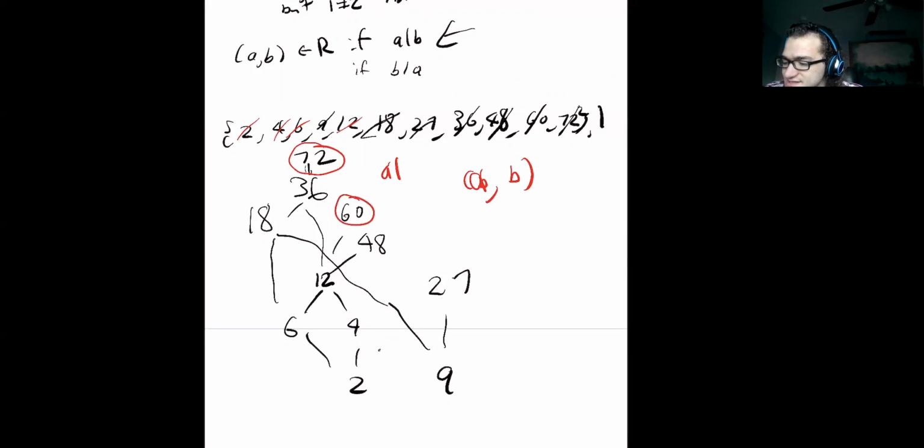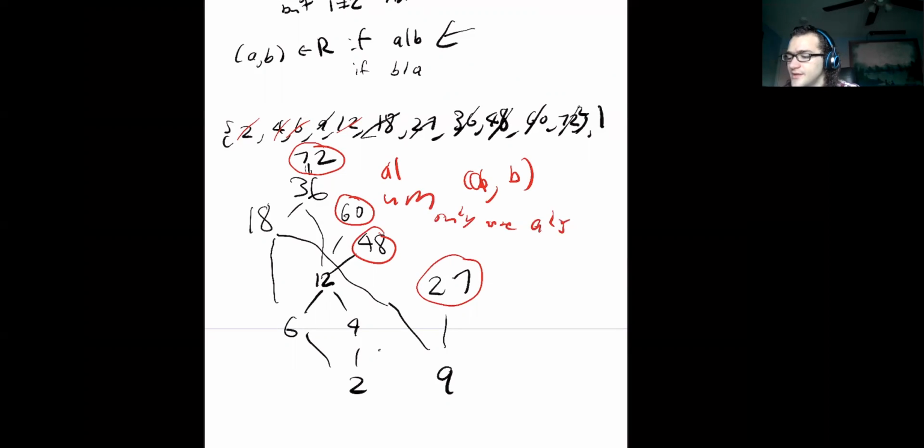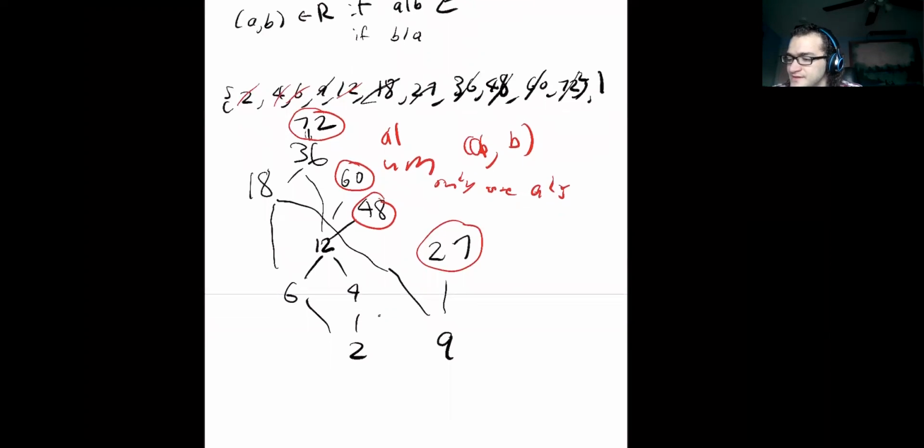So I could say, okay, 60, nothing, even though 60 is less than 72, I don't really care about this here. And so I could have 60, 72, 48, and 27 being my maximal elements. A maximum is saying there's only one of them, and this is true for minimal as well. And so I don't have a maximum.